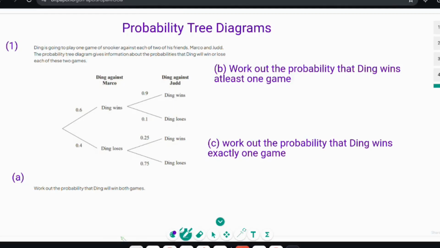So first thing to note, each branch adds to one. It adds to one, adds to one, adds to one. Got to make sure each of your branches add up to one.